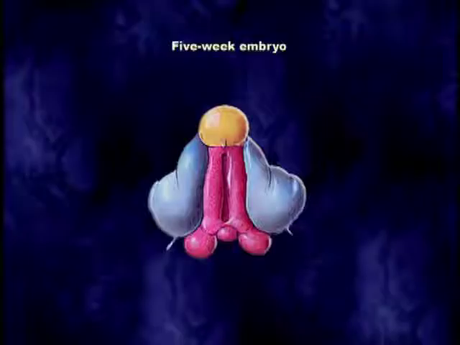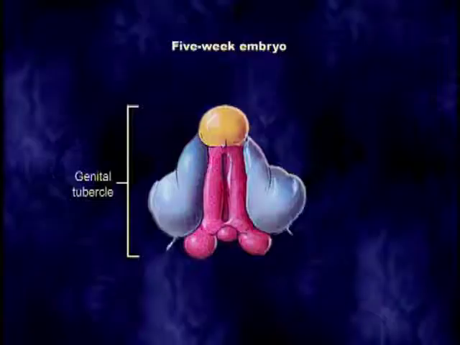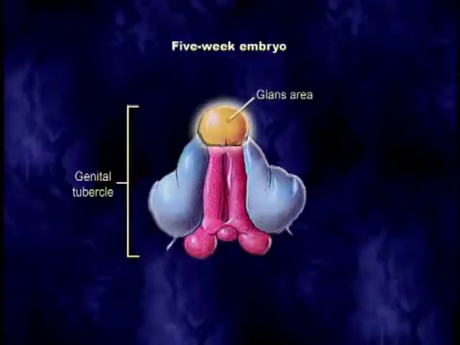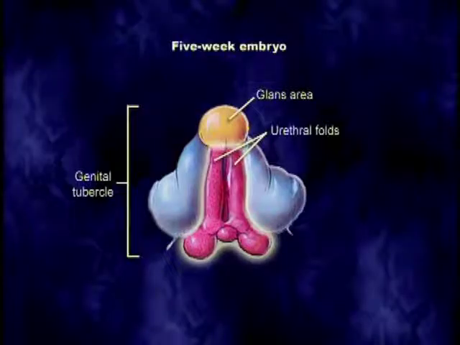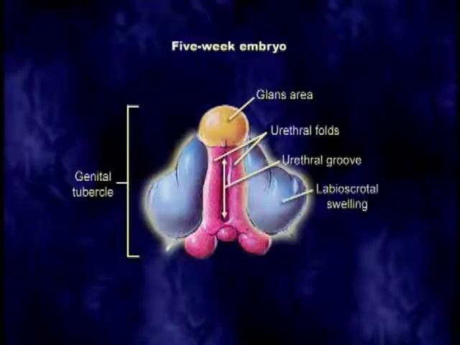This shows the undifferentiated stage, which is about 5 weeks of gestation. Here we have the entire area called the genital tubercle, which is very, very small, and this is, again, a schematic representation. The area represented in orange is called the glans area, which will change. Then we have this area called the urethral folds and a groove up the middle. And finally, something called labio-scrotal swelling on both sides. Again, this is the same in both the male and the female.